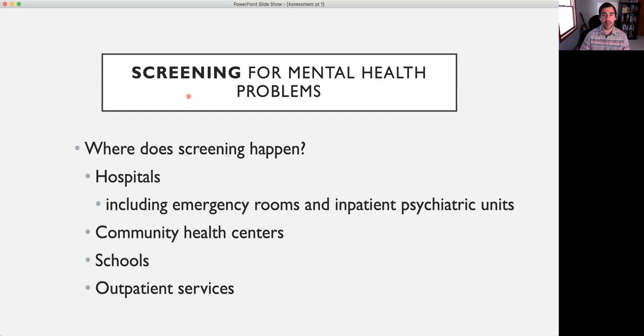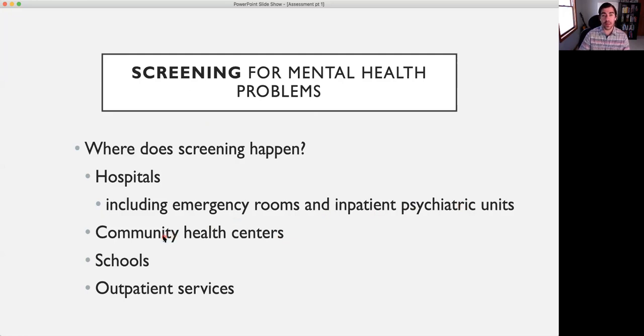Inpatient psychiatric units, related to that, where there's an initial screening that's needed so that the treatment team can best respond in the moment to that person's most pressing concerns. Sometimes inpatient psychiatric units have a little bit more information first, but sometimes screening is needed.